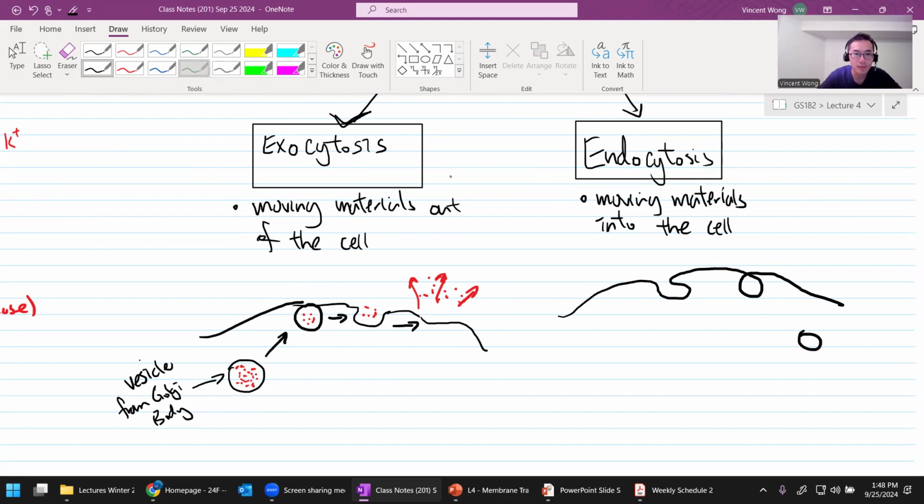All right, so let's say you have some green stuff you want to bring in. So they're gonna go and cause an indentation of the cell membrane, and then the cell membrane is gonna close off, and then you pinch it off, and now you have a vesicle.